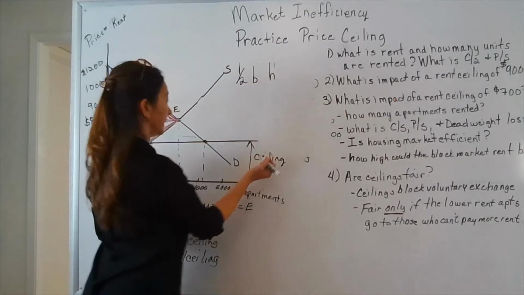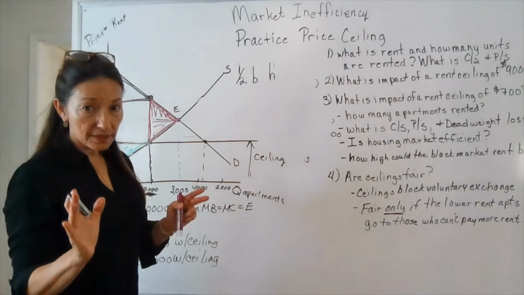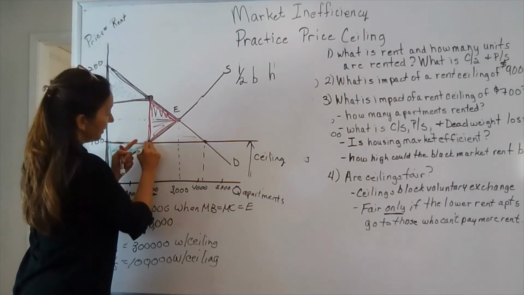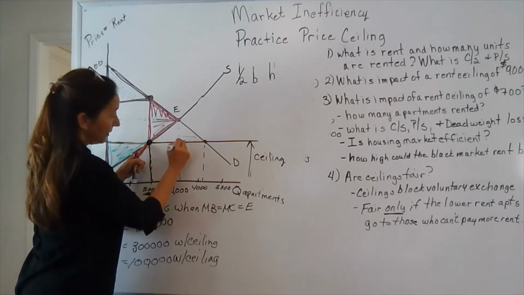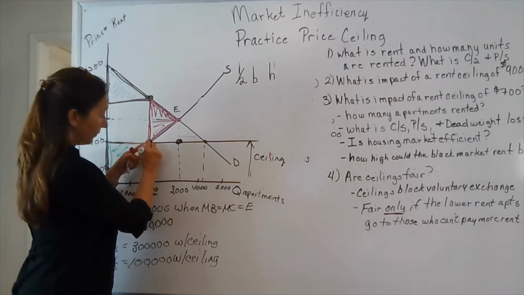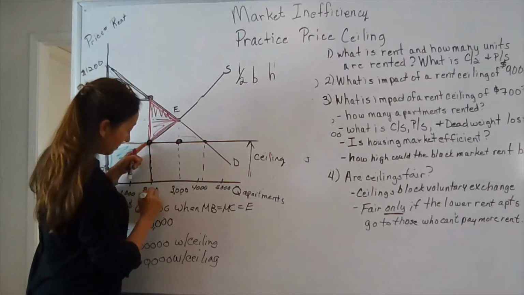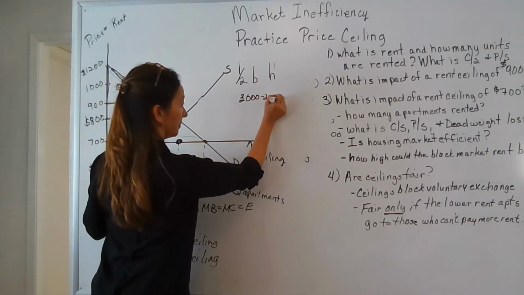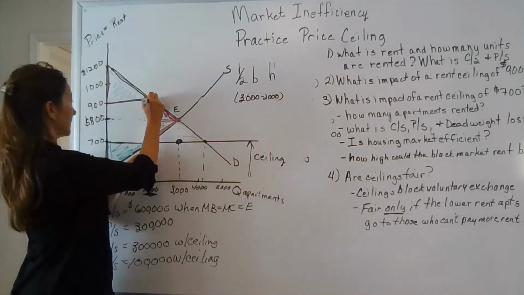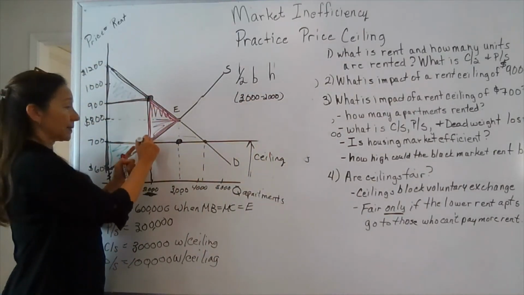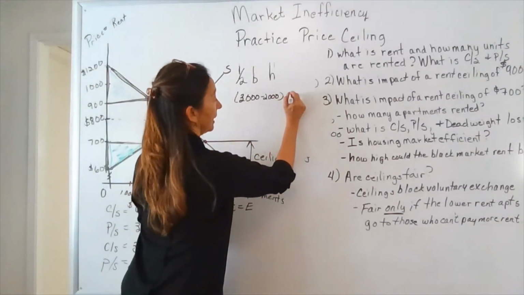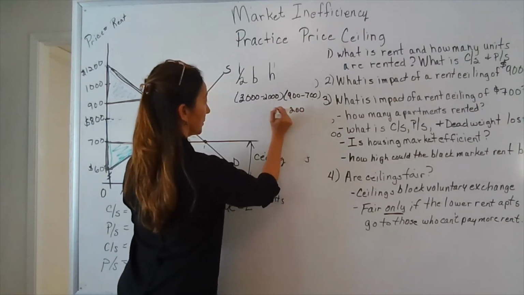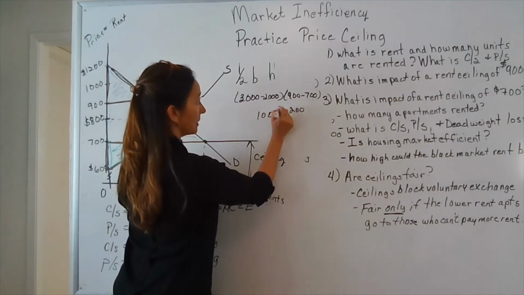base times height. So our base, watch this, this gets a little bit tricky if you're not used to doing this. Our base is going to be from here to here. So from 3,000 to 3,000 minus 2,000 becomes our base. And our height is 900 minus 700. So that's 200, and that's 1,000.